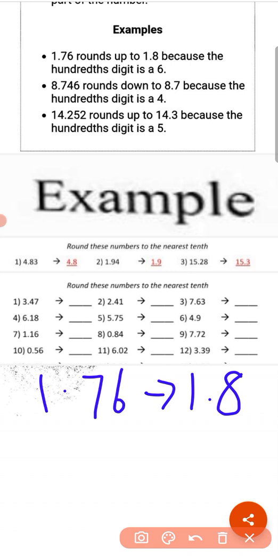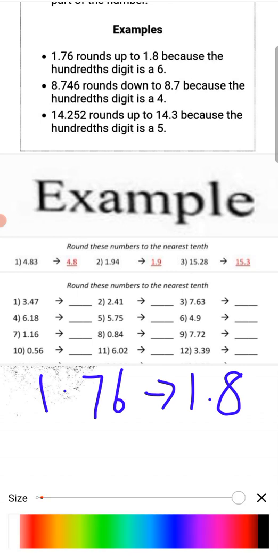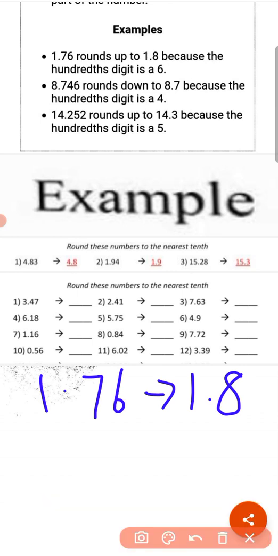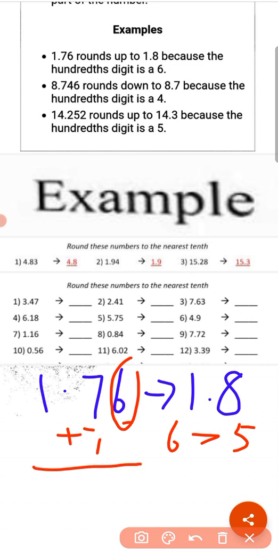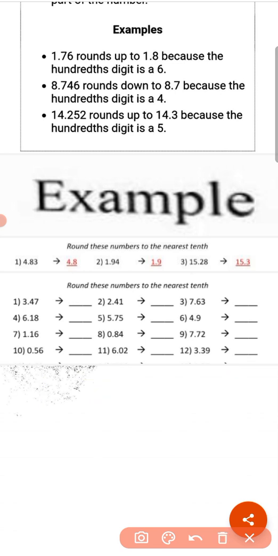Here the digit at the 10th place is 7 and the 100th place is 6. The digit at the 100th place is 6, which is greater than 5. So you should add 1 to the digit at the 10th place. So our answer is 1.8.